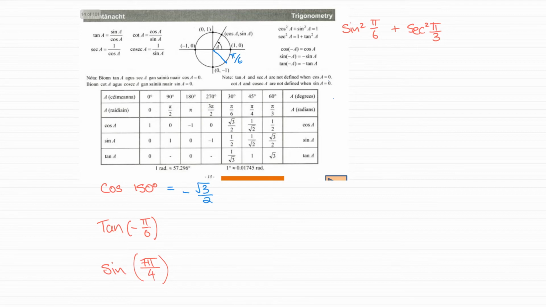Okay, so let's read our angle. So a tan of pi over 6 is tan of 30 degrees, or pi over 6 here. The tan of that is 1 over root 3.